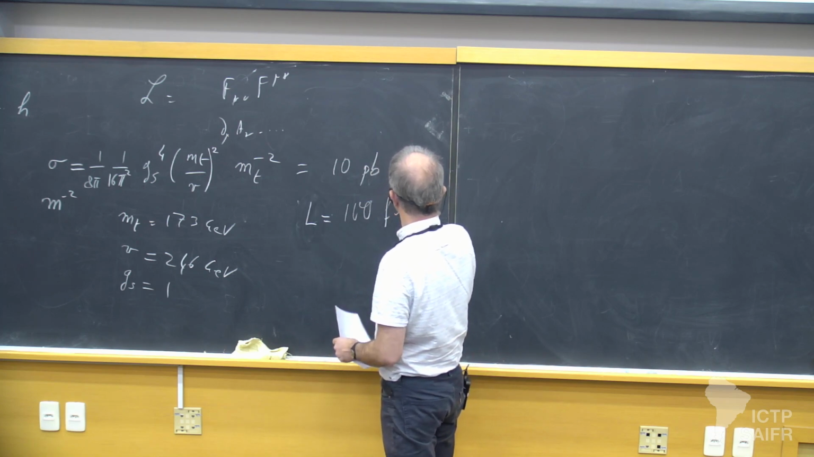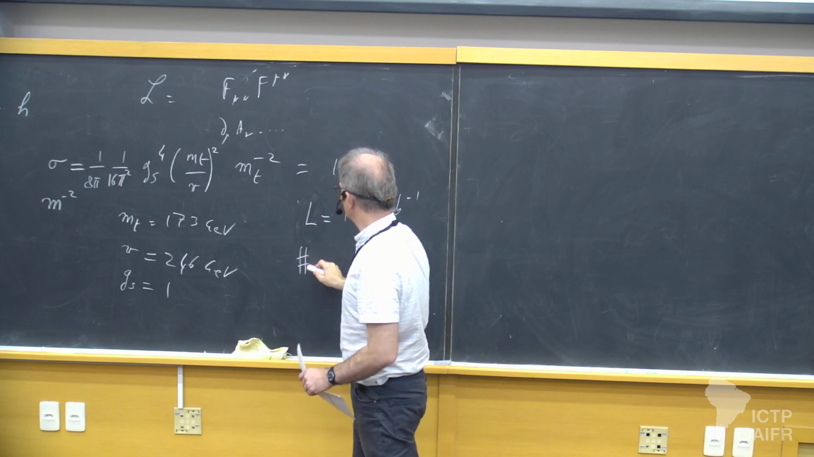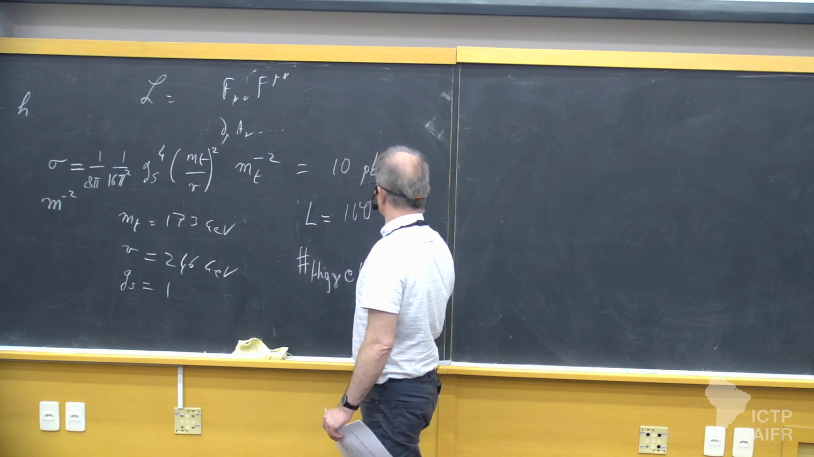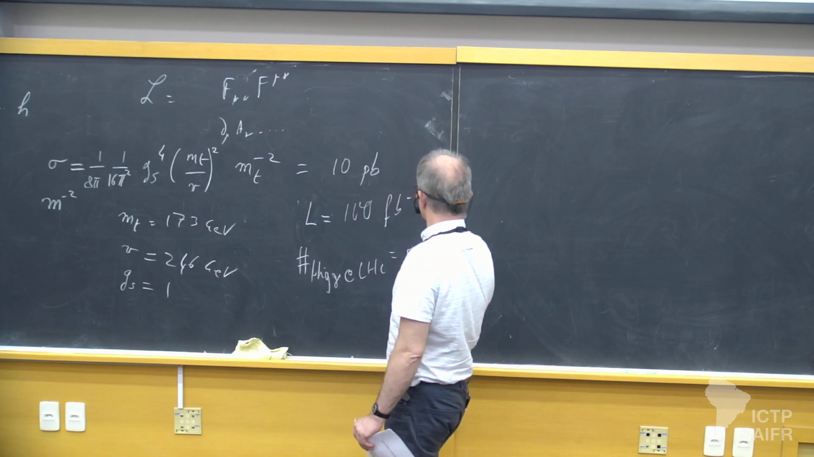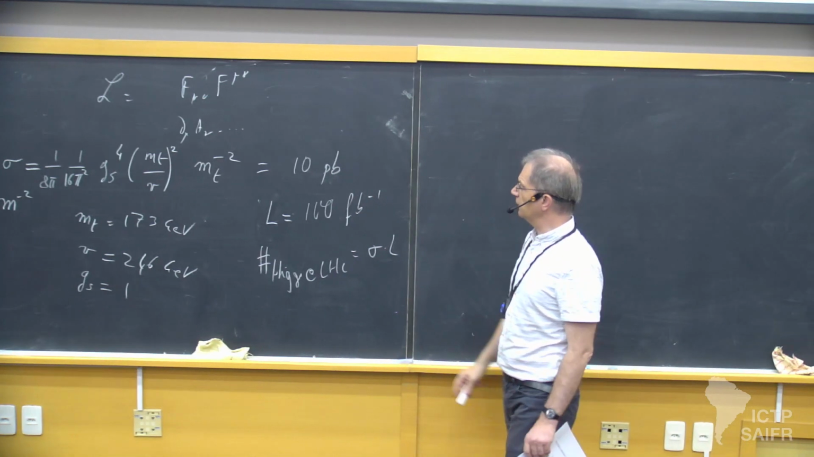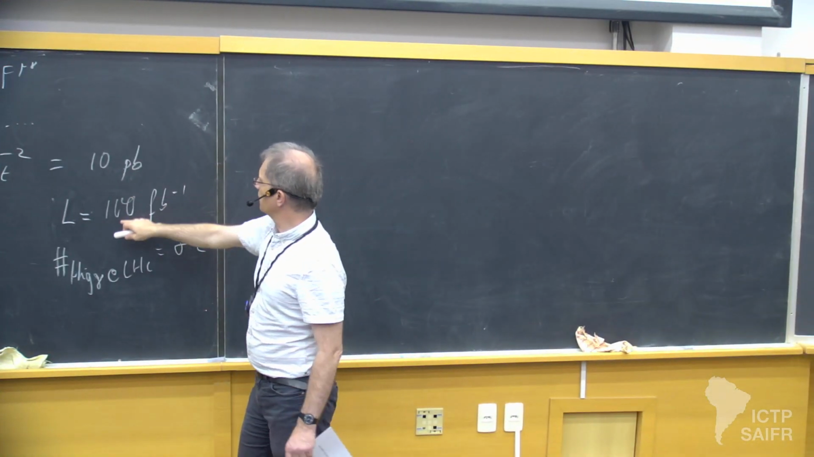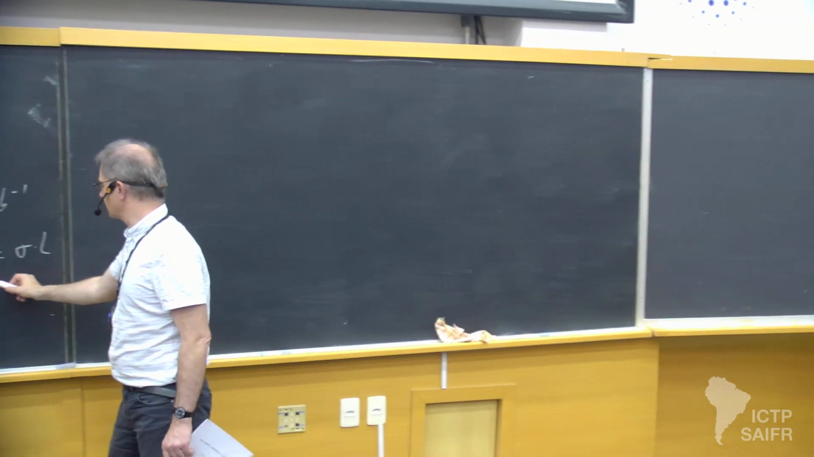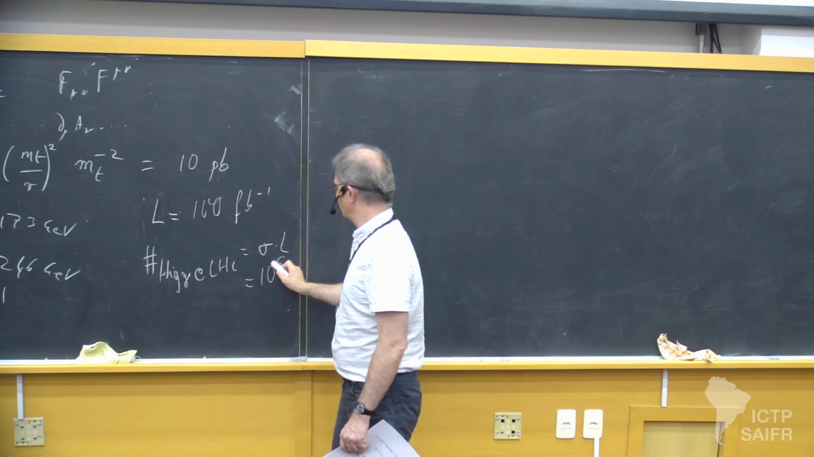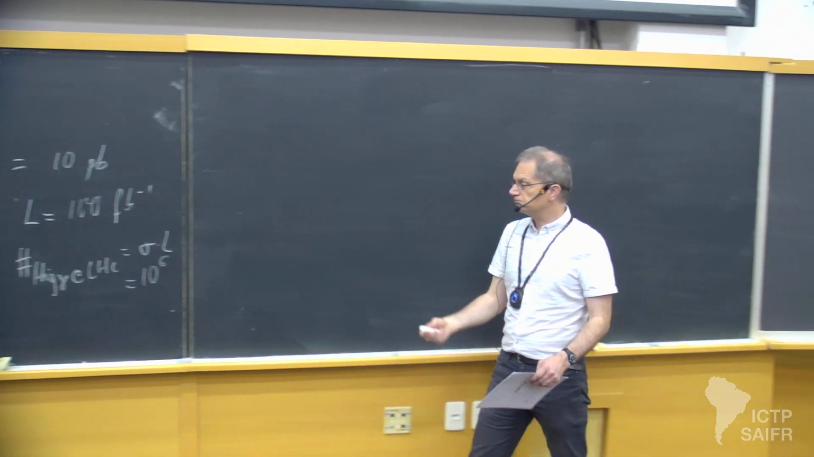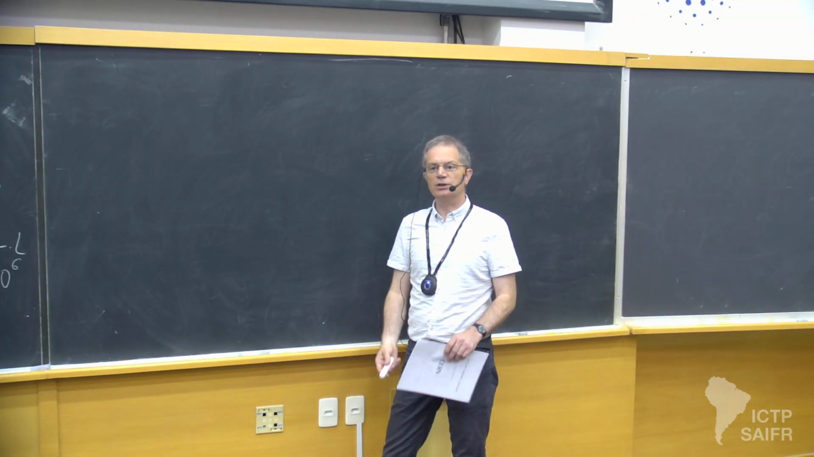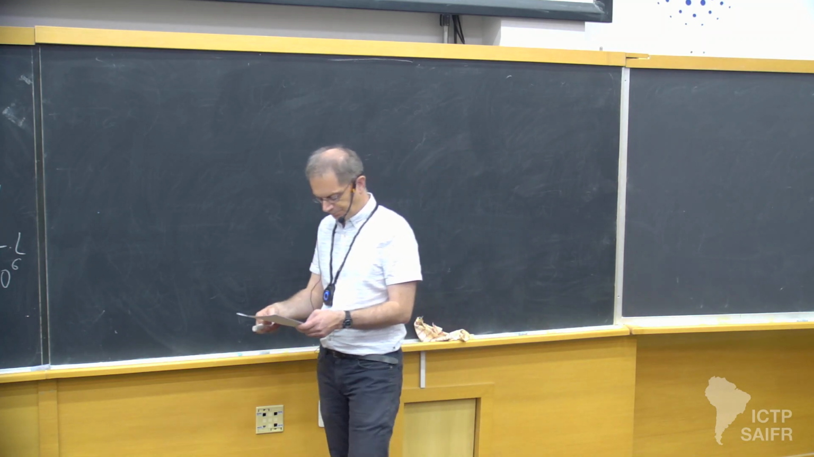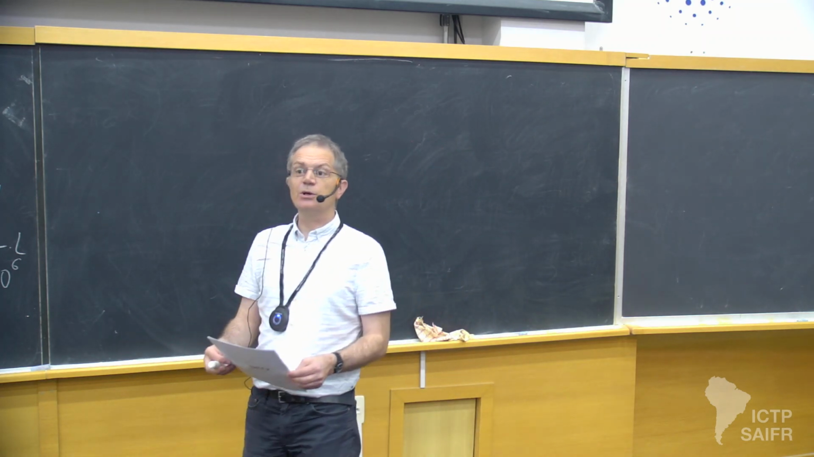Right? So it means that the number of Higgs at the LHC is the cross-section times the luminosity. So it's 10 picobarn times 100 inverse femtobarn, and this is about 10 to the 6. Right? So the LHC has produced about 1 million Higgs bosons. Right. Any question here? Yes.